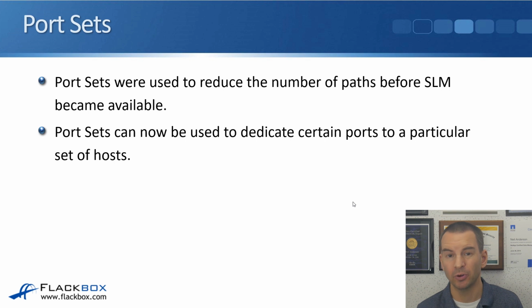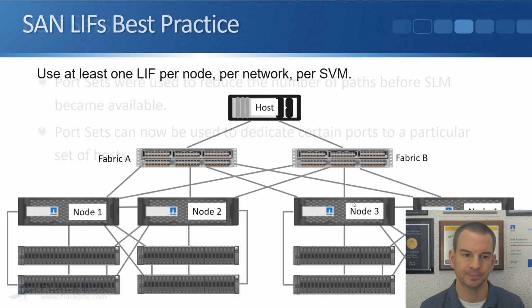Before that, though, before SLM was available, port sets were used to reduce the number of paths. Port sets are still available now in ONTAP, but we don't use them now to reduce the number of paths that are reported back to the initiator. The reason we can use port sets now is if you want to dedicate certain ports to a particular set of hosts. Say that for performance reasons, you want some ports dedicated to some hosts, so they get the guaranteed performance of those, then you can use port sets for that.